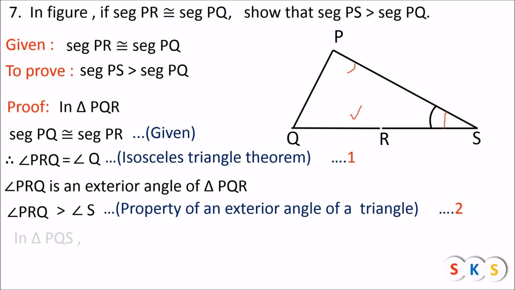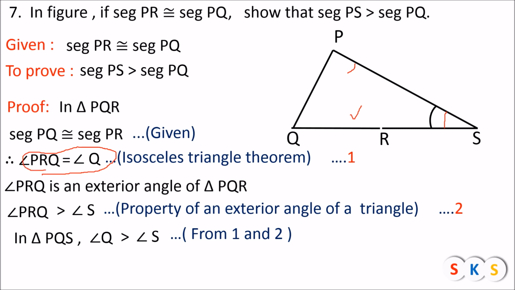You can see equation number 1 says that PRQ and Q are equal, and equation number 2 says that PRQ is greater than S. If PRQ is greater than S, then Q will also be greater than S, because Q and PRQ are equal. So if PRQ is greater than S, then angle Q will also be greater than angle S.